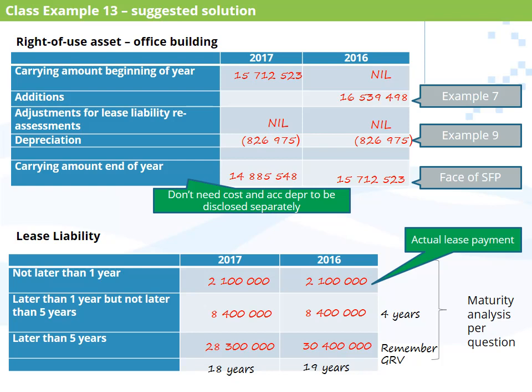For 2017, the same logic applies. So you would say the 2.1 million multiplied by 13 years, because remember in 2017, the later than 5 year bucket will be 13 years plus the residual value guarantee.